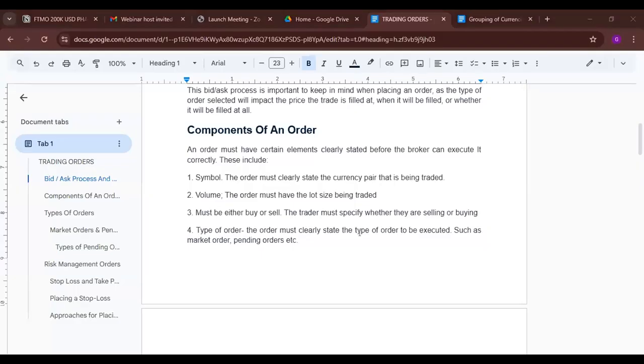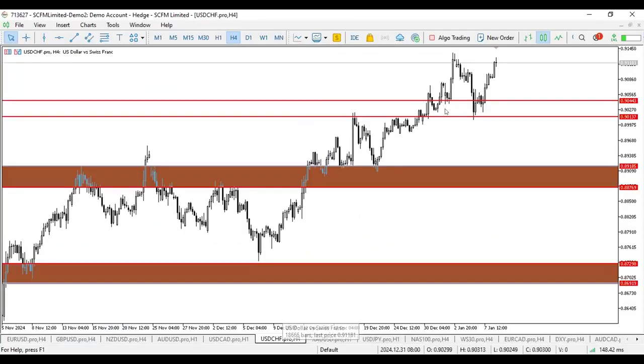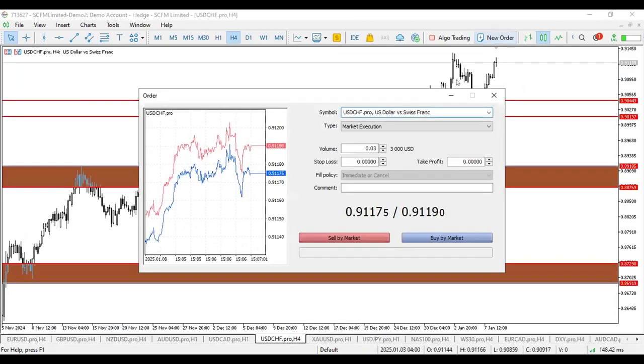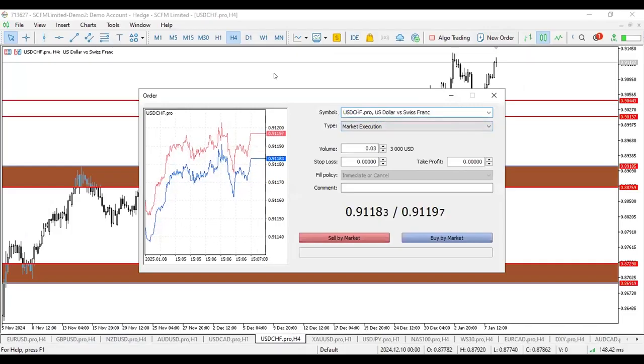So we have that. Now, when you are executing an order, we've just said that an order has 4 components. When you click on new order, it brings you this. So this is the symbol. This is the first component. The symbol is the currency pair, USD CHF, or any pair that you are actively trading. Then you can see the type here.